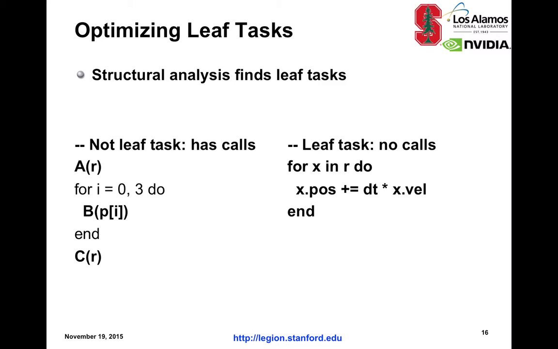Similarly, the leaf task optimization requires us to do a structural analysis on the code of each task. The compiler knows whether a task is going to call any subtasks, and we can automatically emit the leaf task marker for tasks which do avoid subtask launches.